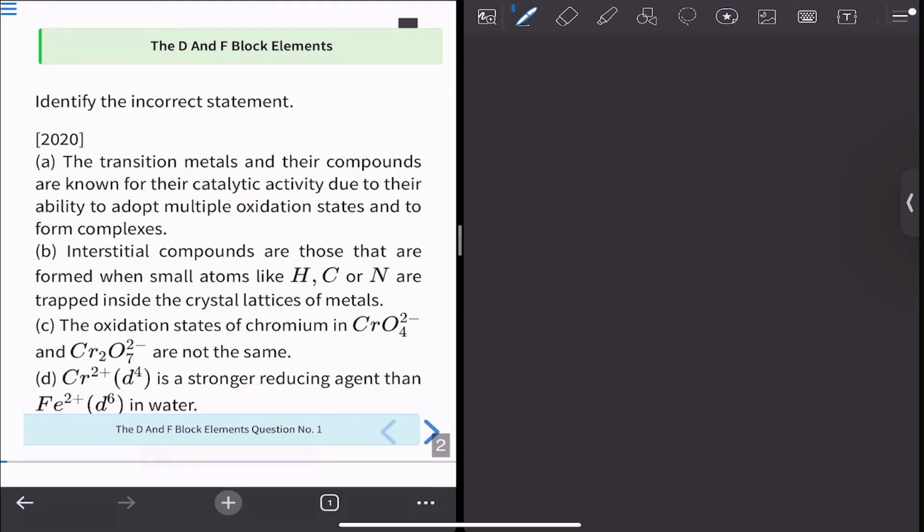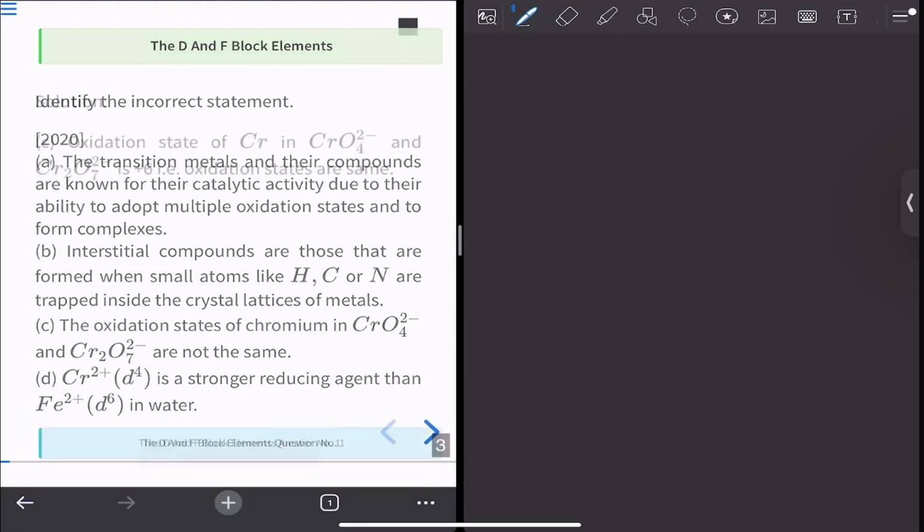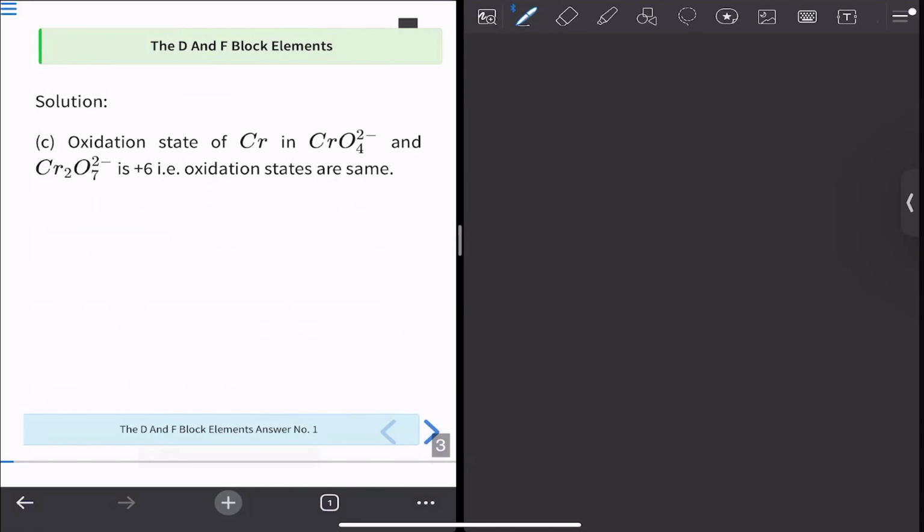So option C is an incorrect statement because the oxidation states of chromium in CrO4 2- and Cr2O7 2- are the same. The oxidation state is the same, that is the plus 6, which is present in this. So we have to see the structure, and after that we can know this one.